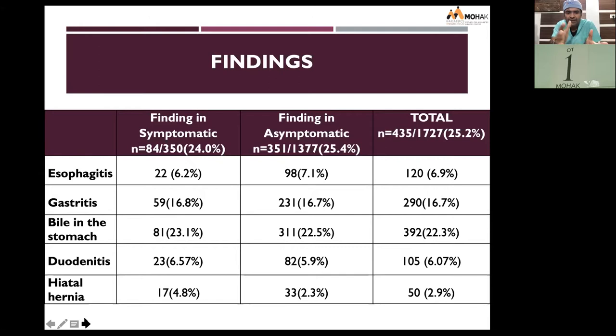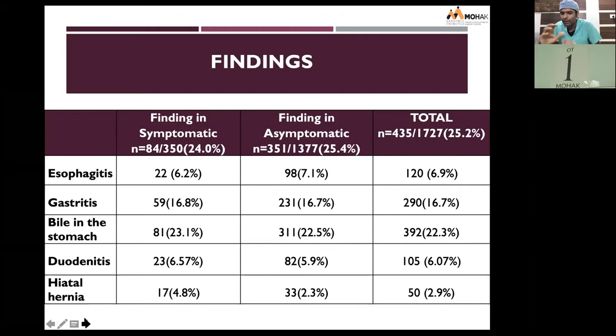Now, if we go to the asymptomatic end where patients never had symptoms, the findings were there in 7.1%. 98 patients had findings of esophagitis, 231 gastritis. Again, gastritis is a very common finding in asymptomatic patients. You go inside an asymptomatic patient, put in a scope, and you find some gastritis. The bile in the stomach, very common.